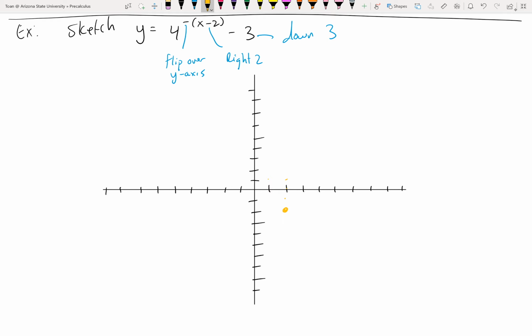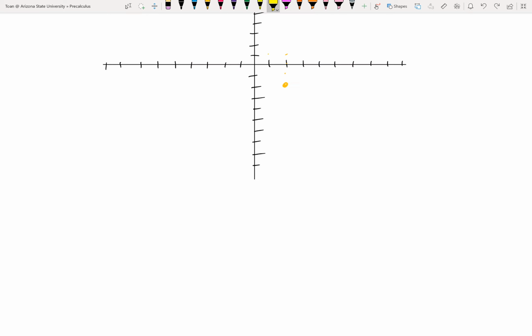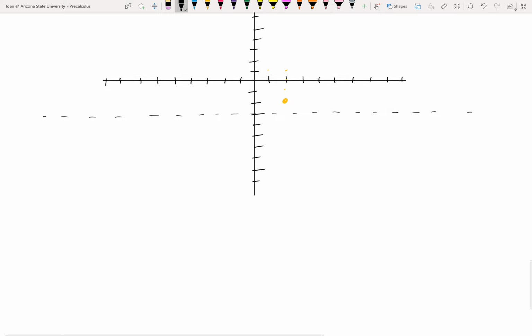There's our new point. We're going to do the instructions on the horizontal asymptote. So our horizontal asymptote starts here. So let's flip him over the y-axis. Well, he stays put because he's already symmetrical about the y-axis. Then he's going to go right 2. But since he's already horizontal, he doesn't go anywhere. Now I have to go down 3. So let's go down 1. Let's go down 2. Let's go down 3 here. So that is our new horizontal asymptote. This right here is the new horizontal asymptote.